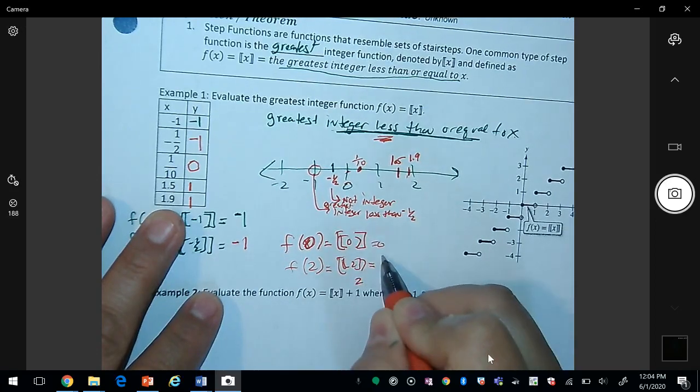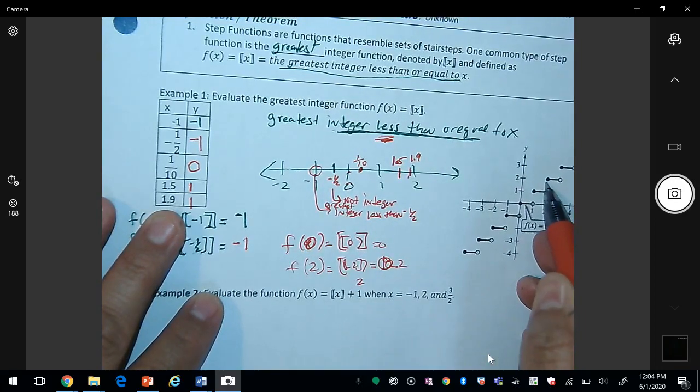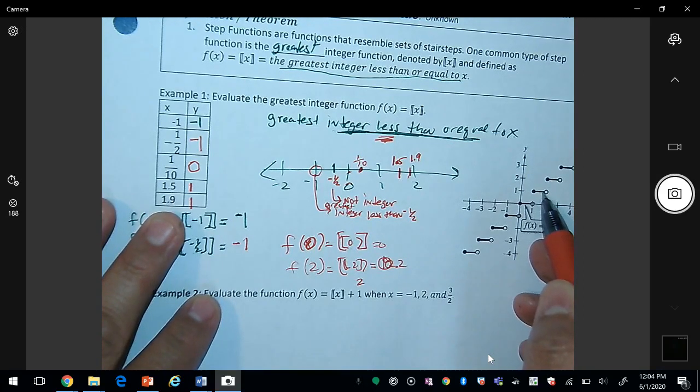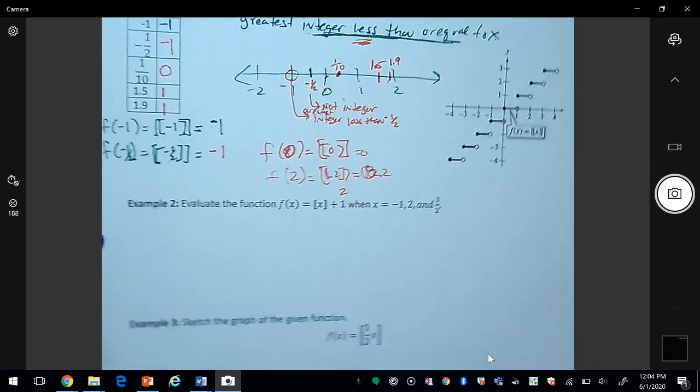For 2, this comes out as a 2. So at 2, we have to go up to 2. So we use an open circle here because at 2, it's not 1. Instead, it's a 2. So we need to finish it by putting an open circle to include all these numbers close to that value. So let's try another one.